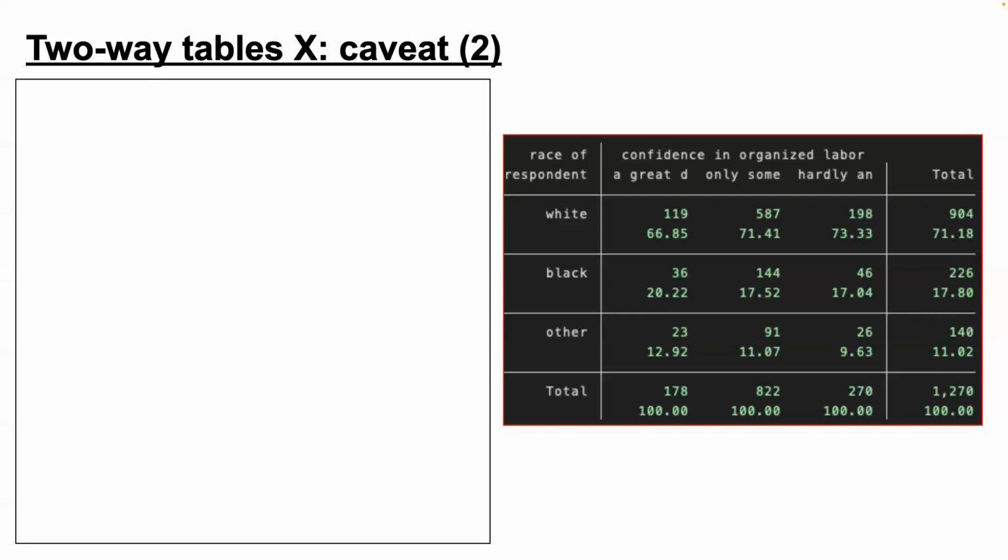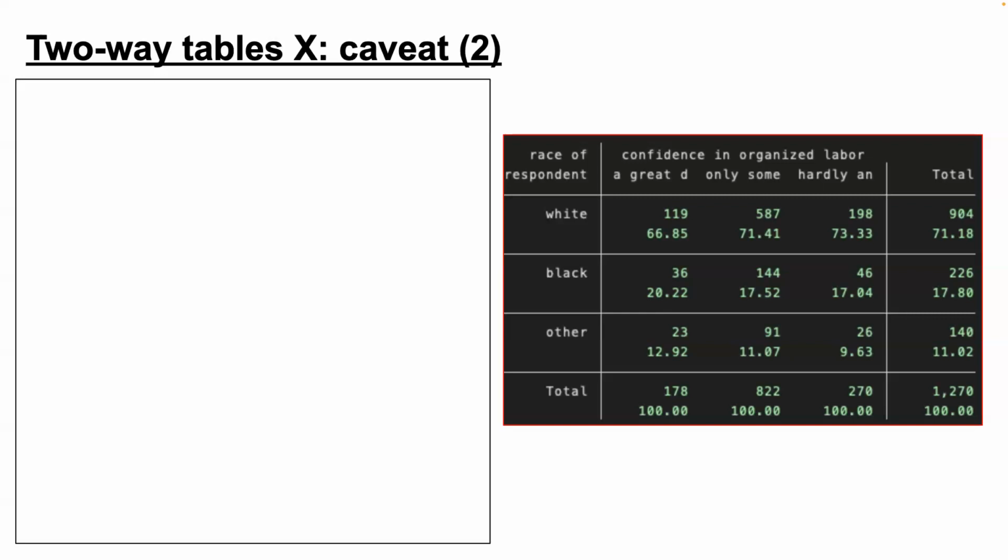So if we look at this leftmost column here, note that even though whites are the majority, it's still tilted actually more in favor of other respondents and Black respondents, because Black respondents were only about 18% of respondents, other were only about 11%. But among those who have a great deal of confidence, they were 20 and 13% respectively, Black and other respondents. This means that they're disproportionately likely to favor the cause of organized labor, and whites are disproportionately unlikely. So it doesn't matter that whites are the majority, whites are already the majority.